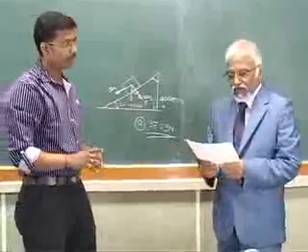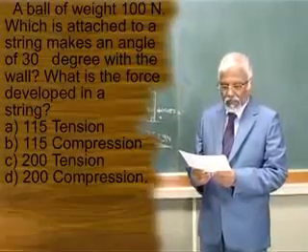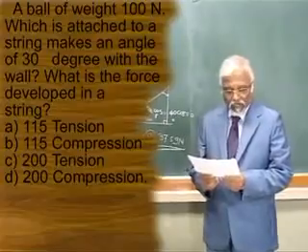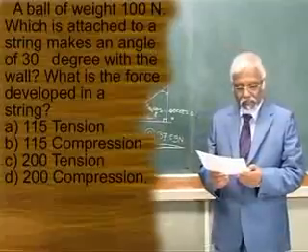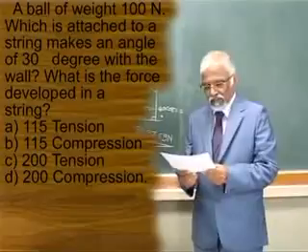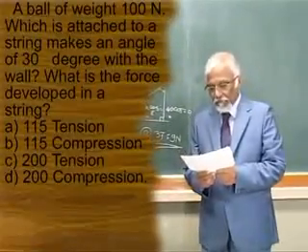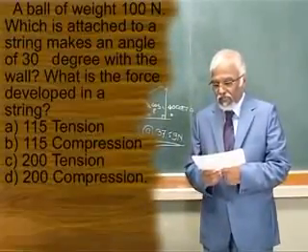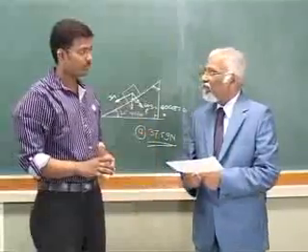A ball of weight 100 newtons, which is attached to a string, makes an angle of 30 degrees with the wall. What is the force developed in the string? Option A, 115 tension, B, 115 compression, C, 200 tension, and D, 200 compression.